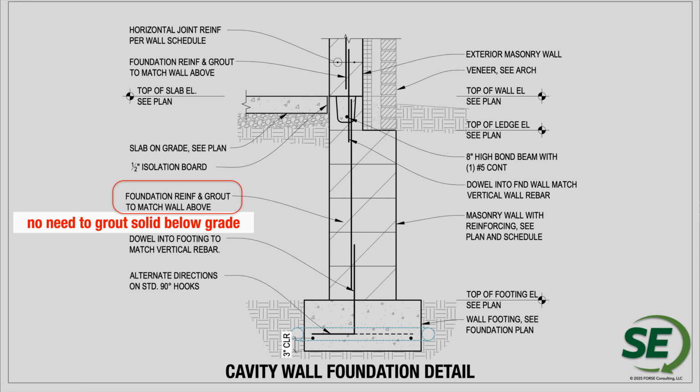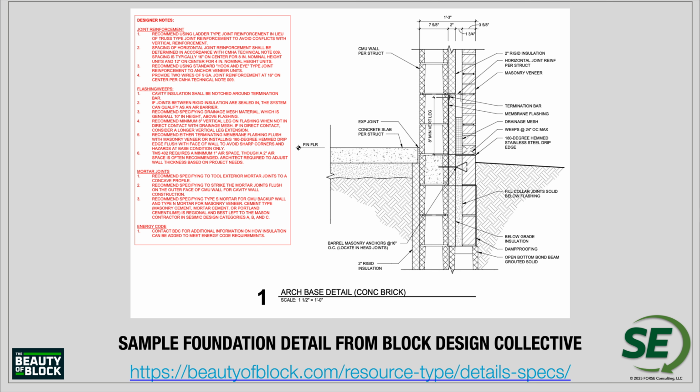So again, the only thing that I would like to point out here is you don't need to grout it solid below grade, or certainly you don't have to grout the whole stem wall. Maybe just the top course could have a bond beam and grout within that top course, but most of the masonry below grade can be left ungrouted for a design, which saves an incredible amount of material and cost. So we have another detail that we want to reference here, and then there's a whole group of details from the Block Design Collective that you can look at for below grade as well.